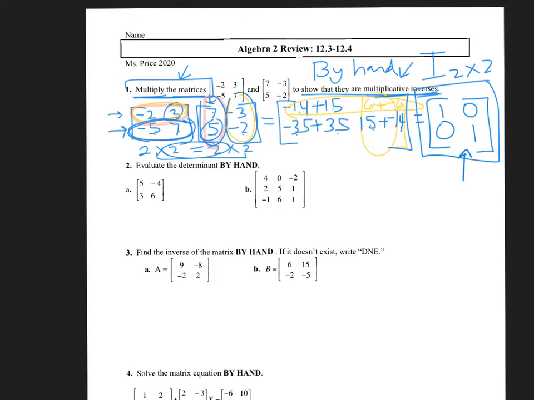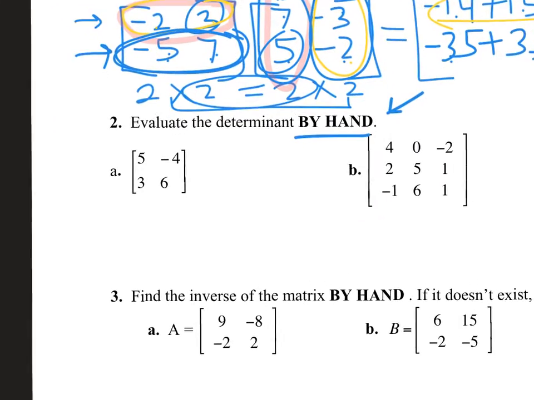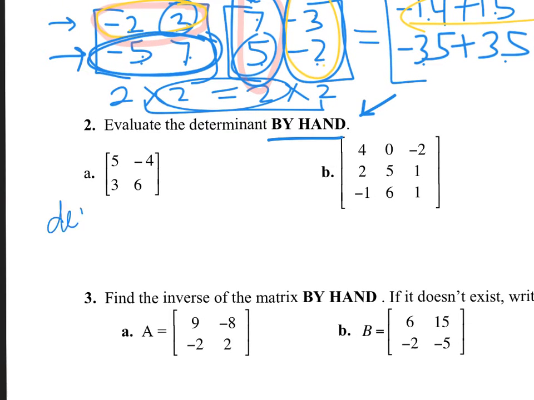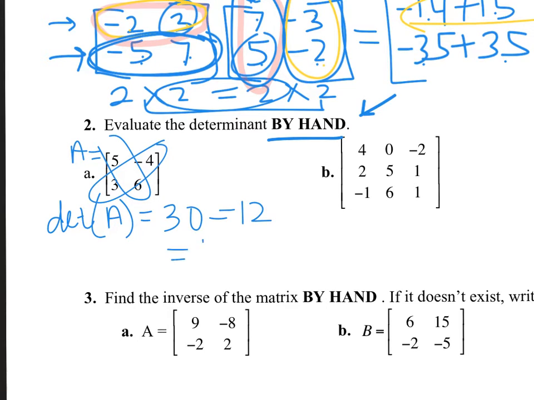Now evaluate the determinant by hand. Whenever you see by hand, which is going to be on the test in a written section, you need to show work. Evaluate the determinant. I'm going to call it A. So the determinant of A equals 5 times 6 is 30, minus 3 times -4 is -12. So we get 42, my old basketball number, which didn't get used since I sat on the bench.